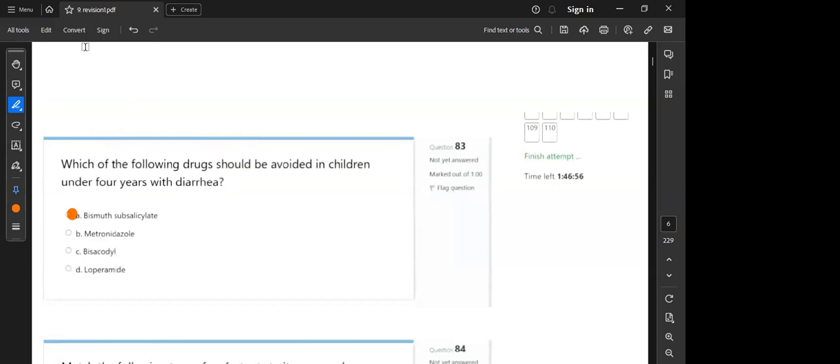Just on a side note, why would we be giving Bisacodyl for diarrhea? I agree about Reye's syndrome with the salicylate, but why would we be giving Bisacodyl? Actually, it's used to treat diarrhea, not constipation. Ask my Google. I thought it's used for constipation. No, it is used for diarrhea.